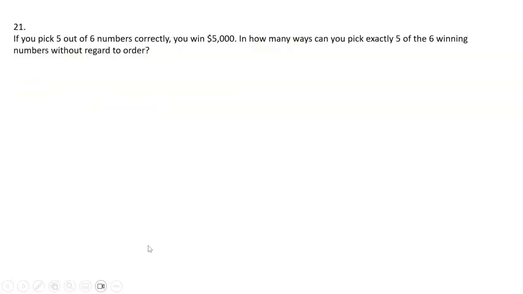Number 21. If you pick 5 out of 6 numbers correctly, you win $5,000. And how many ways can you pick exactly 5 out of 6 winning numbers without regarding order? So this is going to be a combination. Okay, now here's my solution, right? So we have to pick 5 out of 6 numbers correctly.